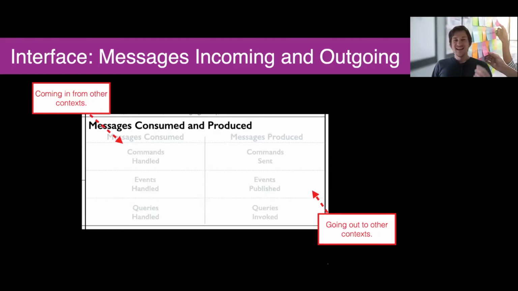And then we get to the interface of your bounded context: which messages are coming in and which messages are going out. We have three kinds of message. A command is an instruction to do something. Bounded context A says to bounded context B, you must do something. An event is a notification. Hey, this thing just happened. You might care about this. And a query is a request for information. Can I have all of the users who didn't pay their bill? I'm going to go send them a nasty email and make them pay, or scare them.